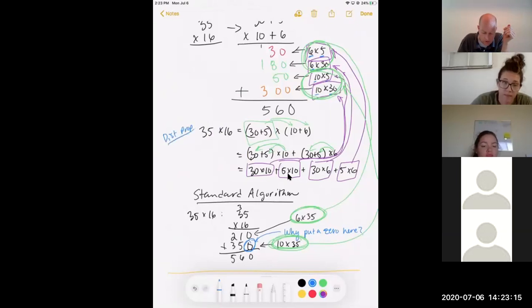The distributive property we used twice. Notice that we used it forward and backwards. And this is one of the reasons why the shortcut FOIL works. Remember FOIL from algebra.